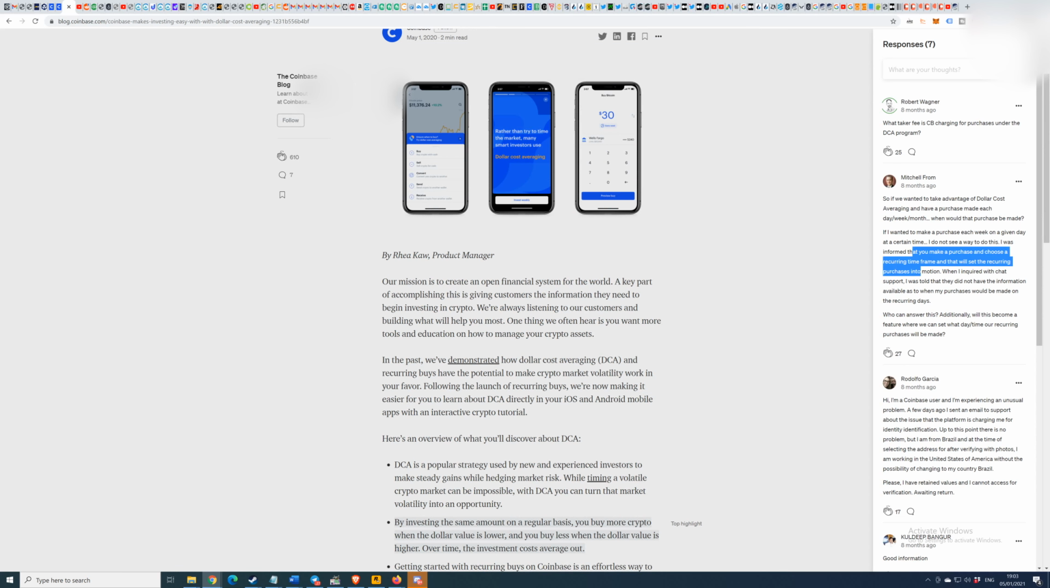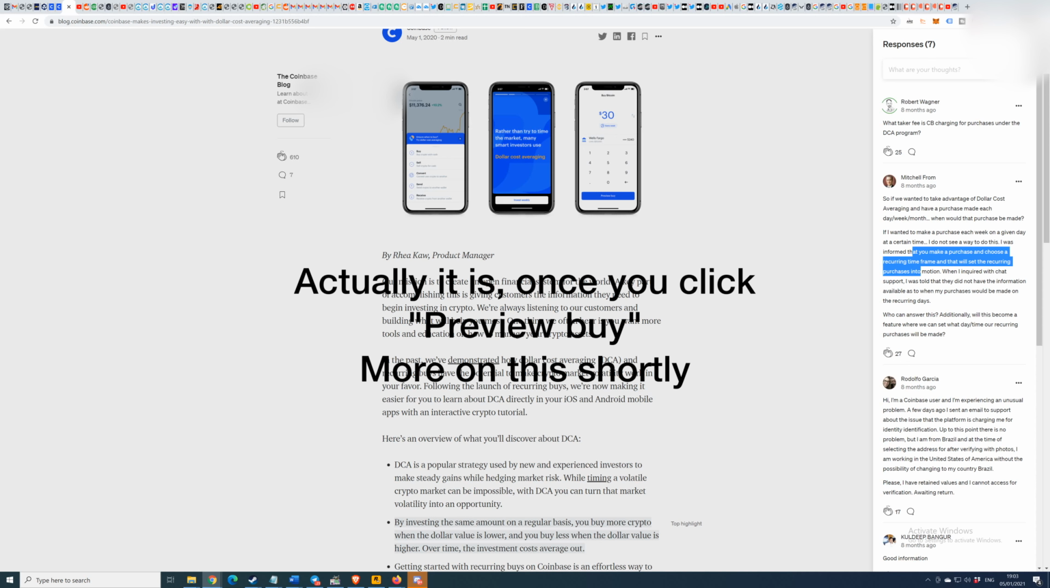So I was informed that you make a purchase and choosing a recurring time frame will set a recurring purchase into motion. It might be at the same time that you buy your initial purchase, because your initial purchase is made immediately after you set up this recurring purchase. So it's going to do it immediately now, and then mainly in weekly intervals at the exact same day, at the exact same time, it's going to continue doing those purchases. I don't know, it's not clearly explained, and it's not in the help article either. And nobody's answered this particular person.